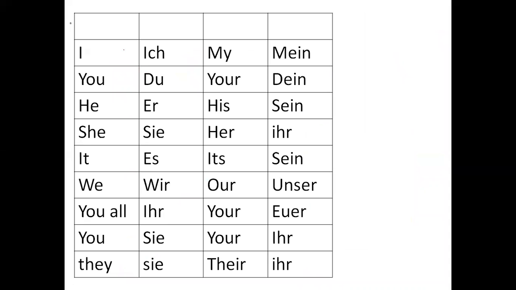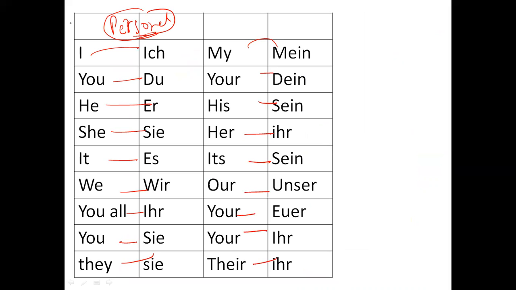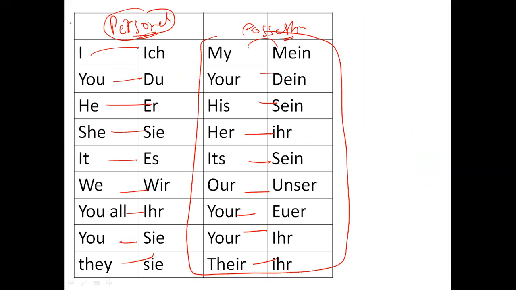Now if I talk about German, this is I, ich, du, er, sie, es, wir, ihr, sie. This table is known as the personal pronomen table. But this table, mein, dein, sein, ihr, sein, unser, euer, ihr, this table is known as the possessive pronoun table. So you need to keep in mind that all these words are possessive pronouns, and these words are personal pronouns, right? What we need to focus on here.